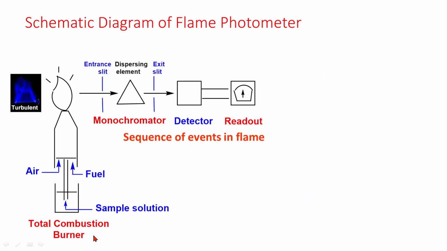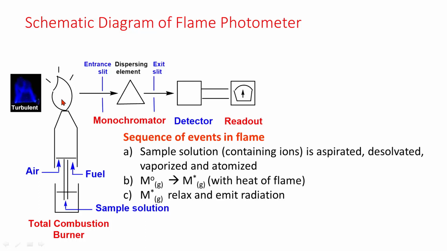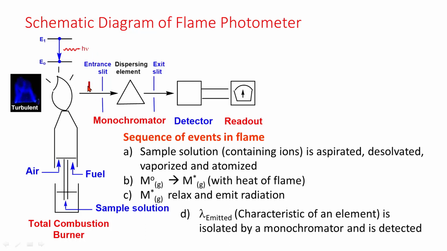Sequence of events in the flame. Sample solution is aspirated into flame, desolvated, vaporized, and atomized. Gaseous ground state atoms take the heat of the flame and go to excited state. When excited state atoms come back to the ground state, they emit characteristic radiation of an element. Intensity is emitted. Lambda emitted is isolated by the monochromator and detected by the detector.